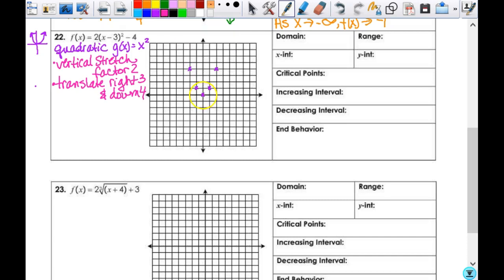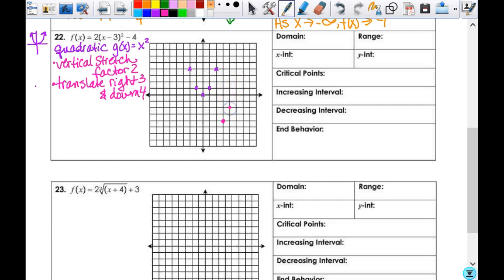So I started at 0, 0. I vertically stretch it by a factor of 2. I'm still at 0, 0. Then I translate right 3, 1, 2, 3, and down 4, 1, 2, 3, 4. Then 1, 1: I'm going to do a vertical stretch of factor of 2. That means the y gets multiplied by 2. So now my y value is 2. I translate to the right 3 and down 4.